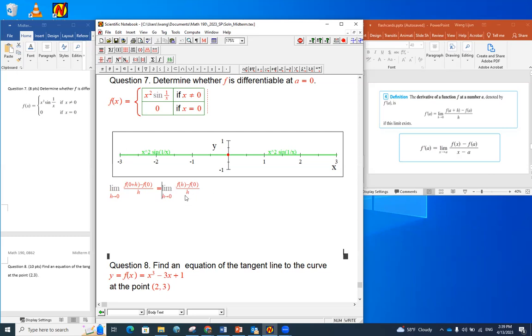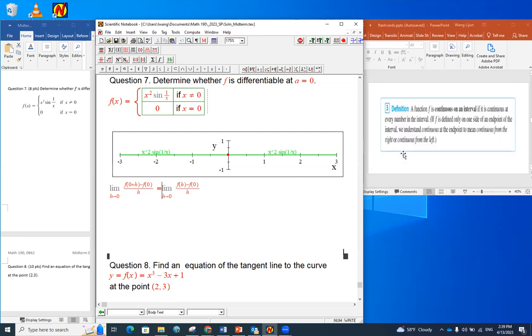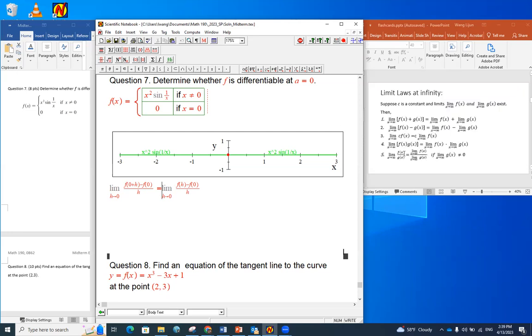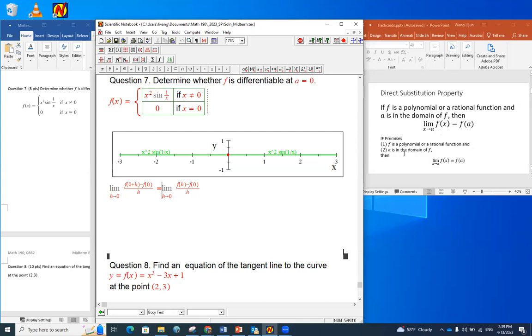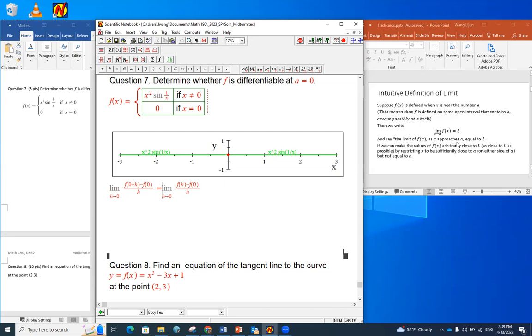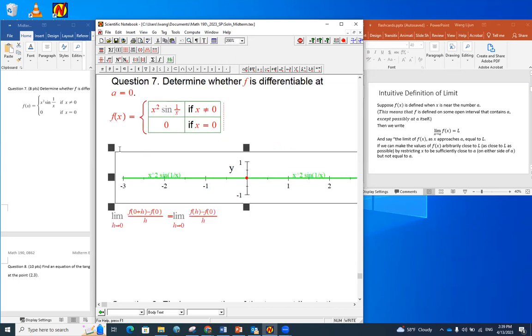Here we're actually using the definition of a limit. Let's go back. Right here, we're using the definition of limit. Does this limit exist? That's our question. We don't know until we find out. So what do we have? We're going to plug in. Maybe I'll make the font a bit larger.